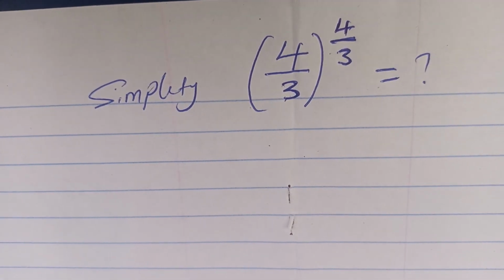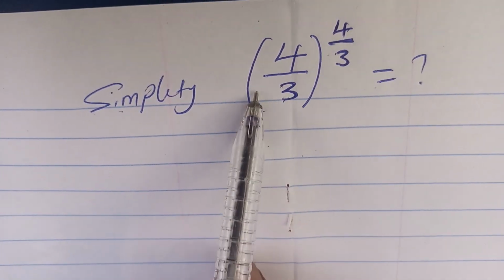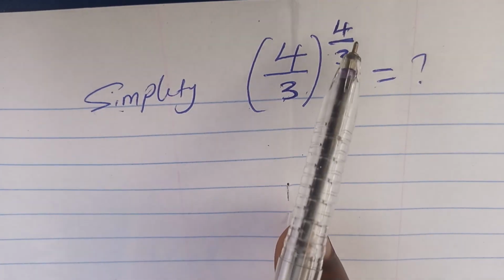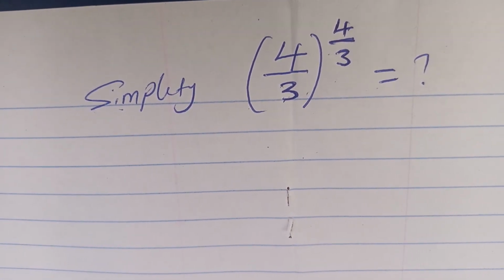Today I want to solve this math challenge. You say simplify, open bracket, 4 divided by 3 close bracket to the power of 4 divided by 3 equals to what? So we want to simplify this without the use of a calculator.